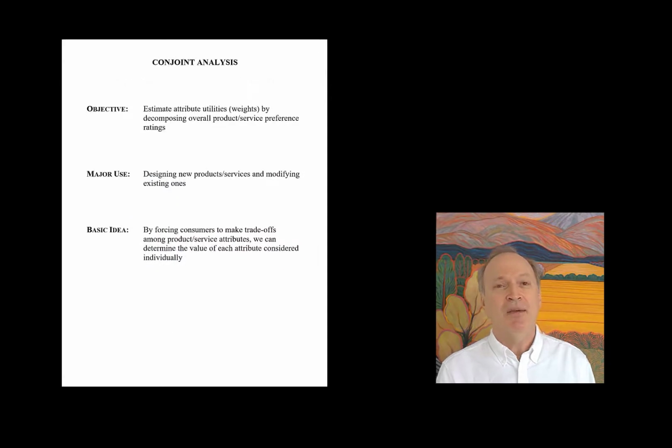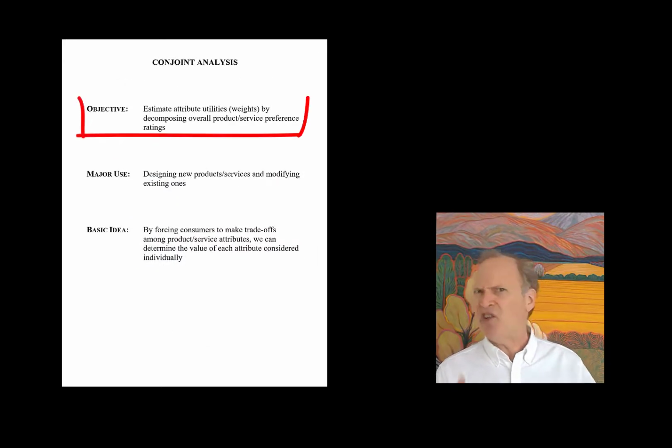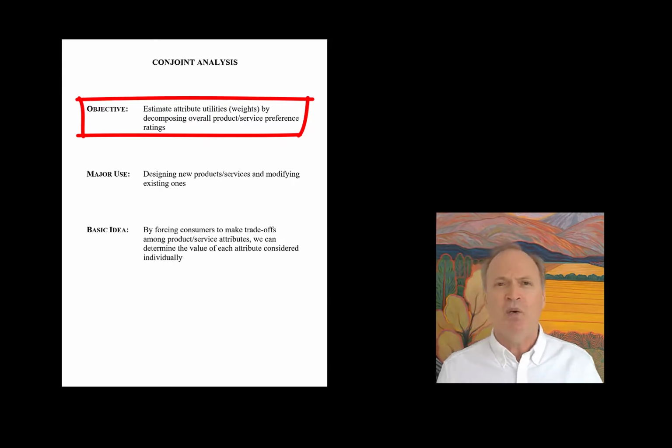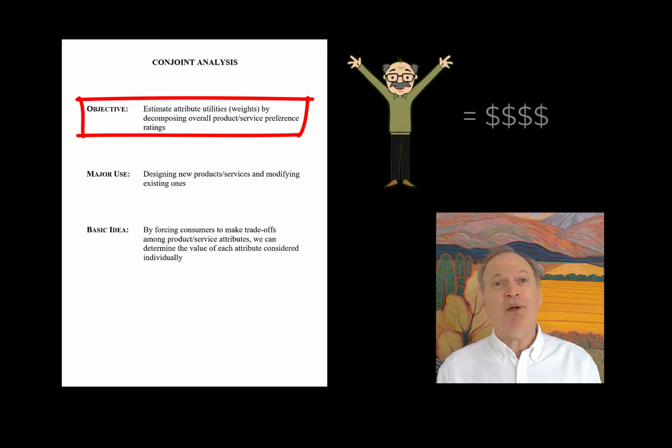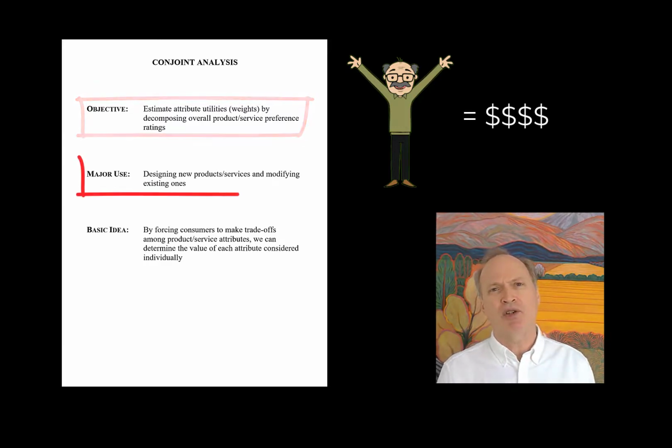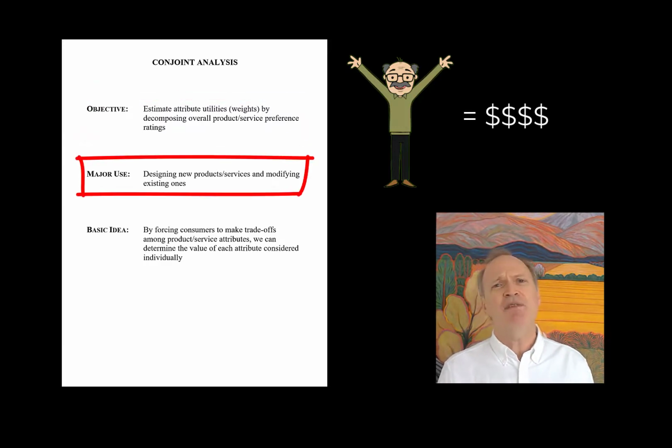What is conjoint? Basically, if you read about it, it'll say estimate attribute utility weights by decomposing overall preference ratings. What in the heck does that mean? It means I want to measure what makes people happy and figure out how much money they're willing to trade for a bit of happiness. It's used for just about any kind of new product or service or modification of a service that you already got. Here's the basic idea.